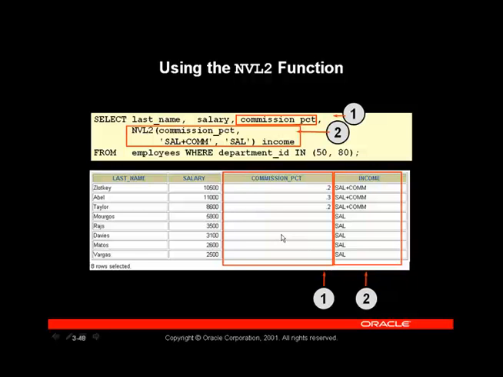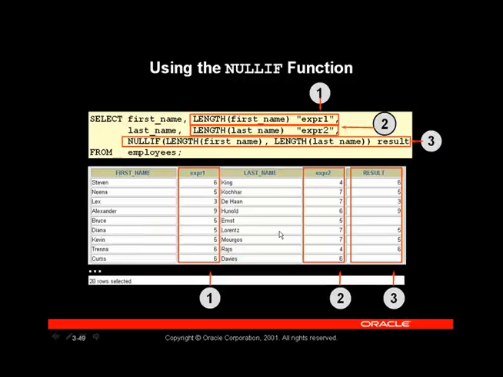The way the NULLIF function acts is it basically looks at the two expressions, the two arguments provided. If they are equal, then it returns null. If they are not equal, it returns the very first of the arguments. So let's take a look at this.